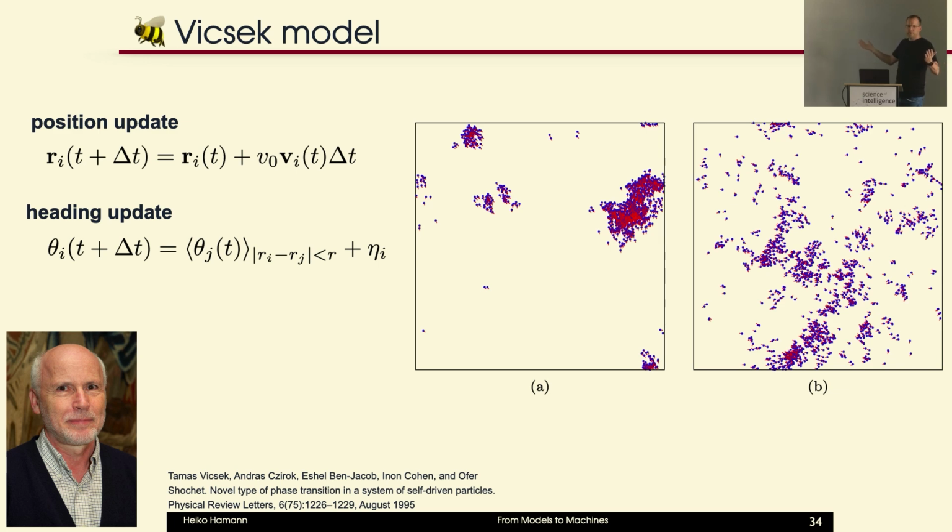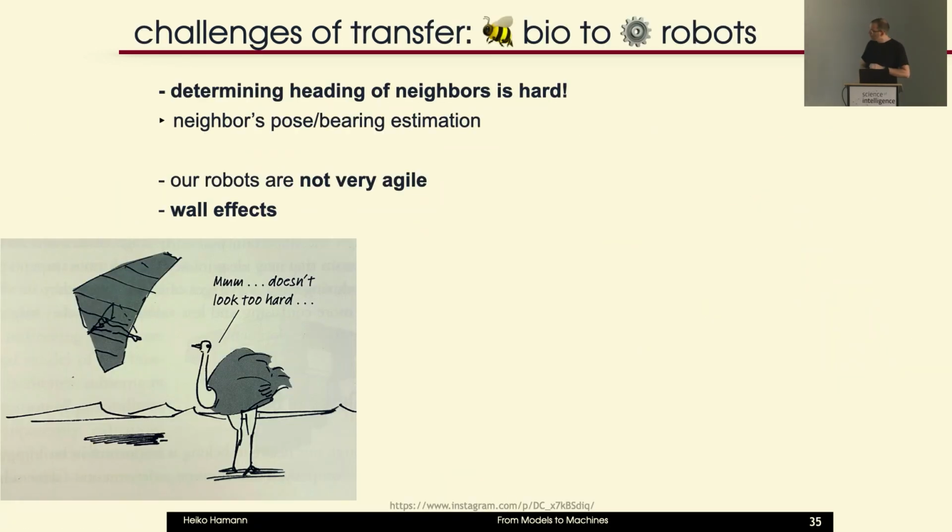Okay, it sounds like an easy job for swarm robotics. Just choose your model and implement it on the robots, right? Why not? The problem is, I don't know, is it our robots that are so stupid, or is it that these models from biology are wrong? Who knows, right? It's actually hard for most of our robots to determine the heading of a neighbor. In robotics we would call that state estimation, or pose or bearing estimation of your neighbor. So how would you do that?